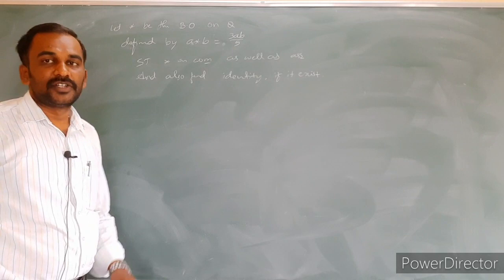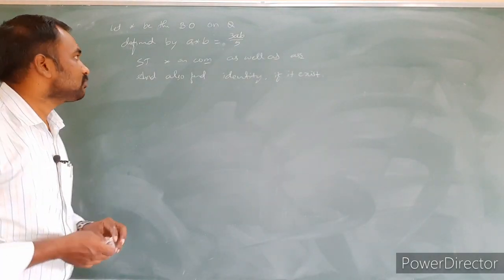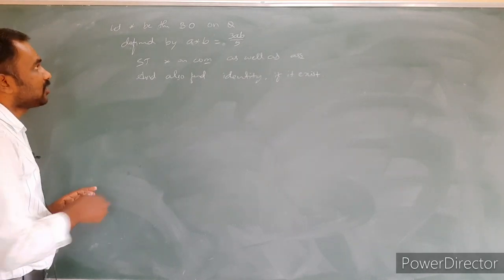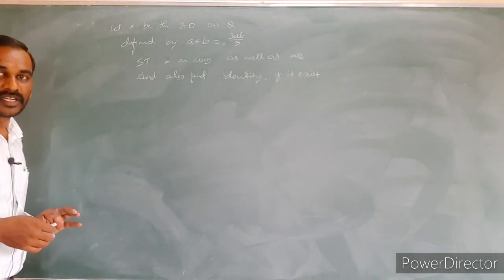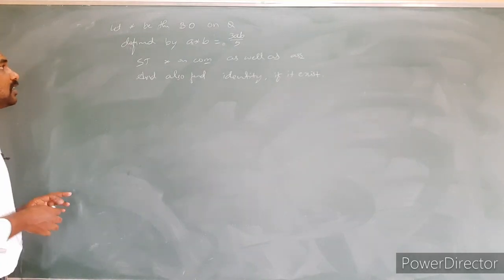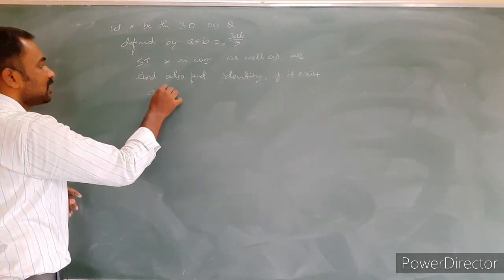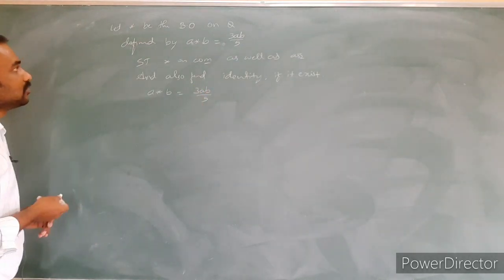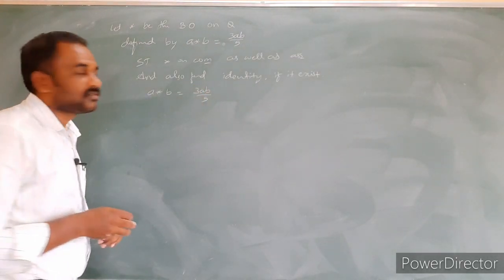Okay, pause the video and try to solve the problem. Star is a binary operation on the set of rational numbers, either positive or negative rational, the whole set of rational numbers, defined as A star B is equal to 3AB by pi. So show that star is commutative as well as associative.